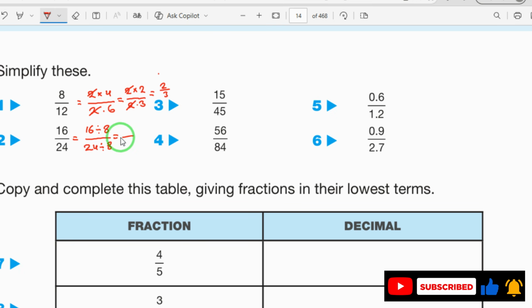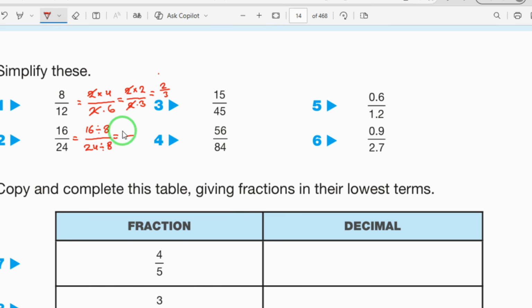16 divided by 8 gives us 2, because 2 times 8 is 16. And 24 divided by 8 gives us 3, it means 3 times 8 is 24. So this is the final answer. You can use both methods, but I think the second method is easier. Come to question number 3.